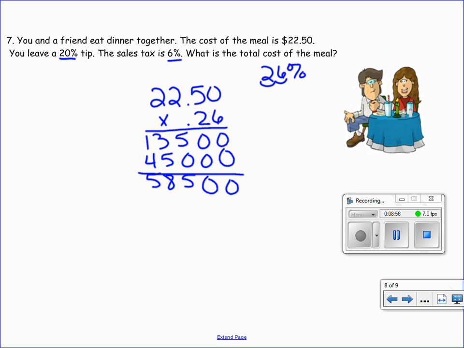Oh no, what did I do wrong? Hold on just a second. I did not multiply something correctly. Let me check. Okay, so that is correct.